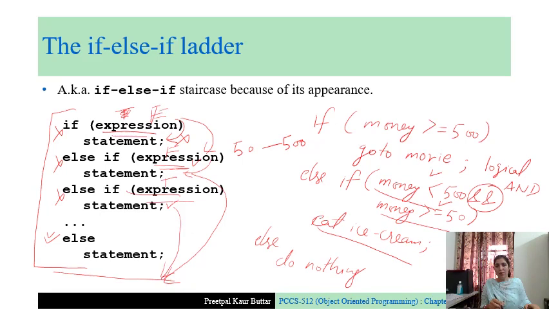So this goes on and on. If all these statements are false, then the last else statement will be executed. After executing this else, the control will move to the next line after this else if ladder.